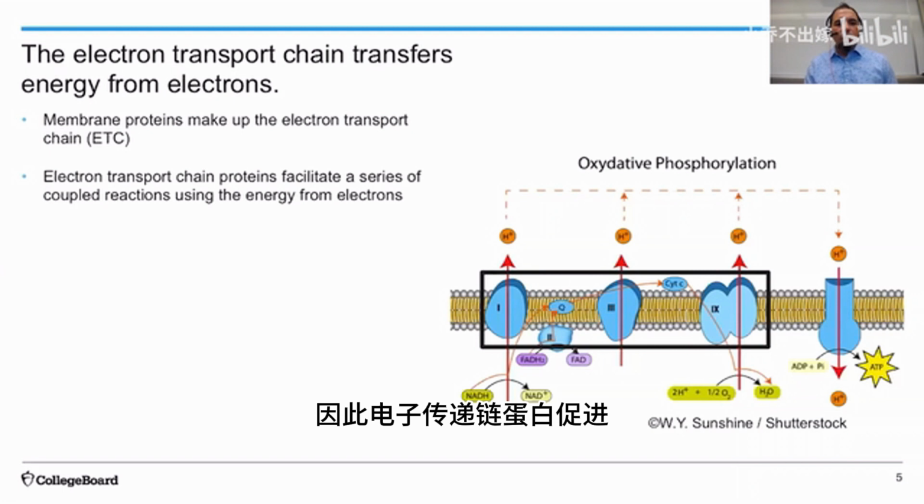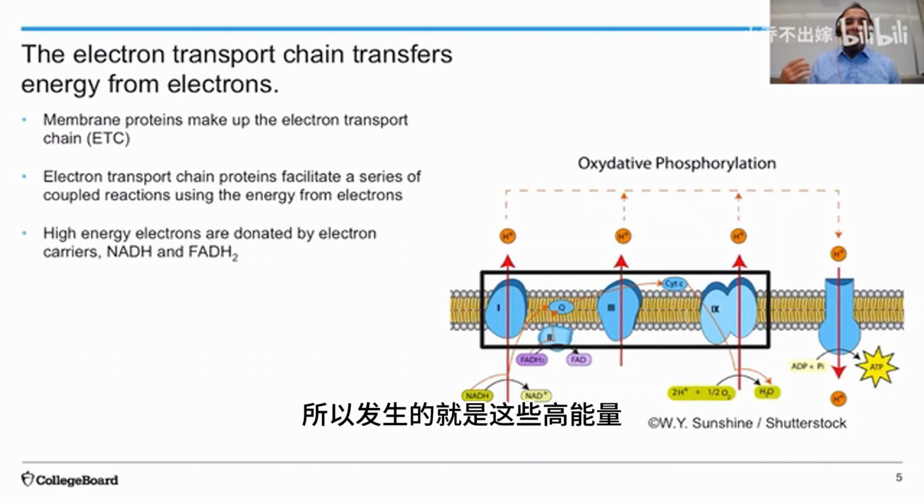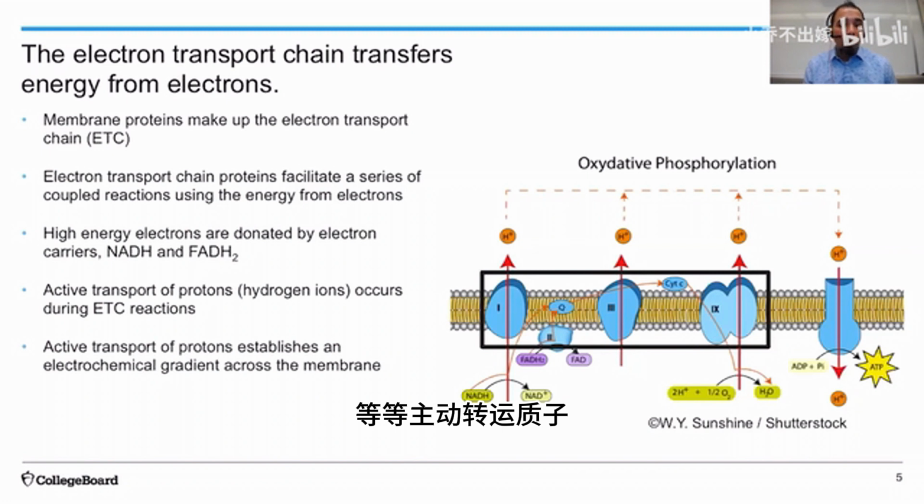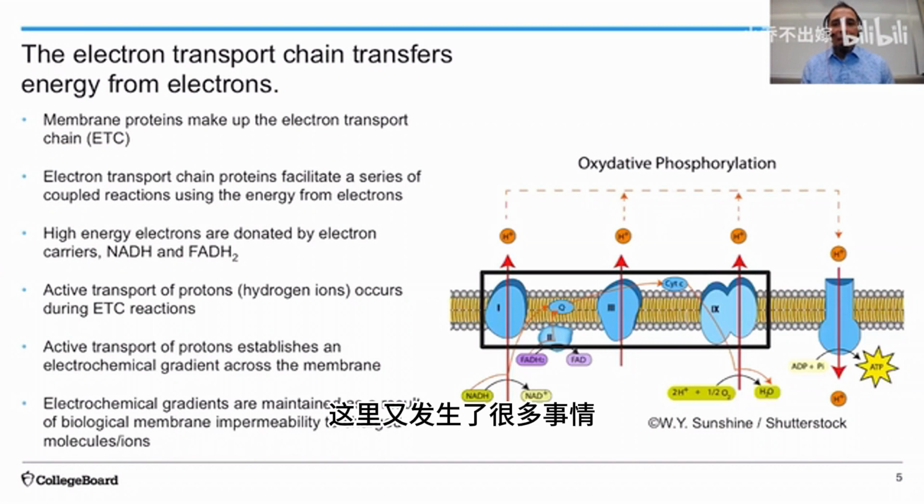Electron transport chain proteins facilitate a series of coupled reactions, which we've talked about, using the energy from the electrons. High energy electrons are donated by our electron carriers, our friends NADH and FADH2, which I will isolate here in a second. What happens is the active transport of protons, or those hydrogen ions, across the membrane during electron transport chain reactions, again trying to create that gradient. Active transport of protons establishes that electrochemical gradient across the membrane. Again, a lot going on here.